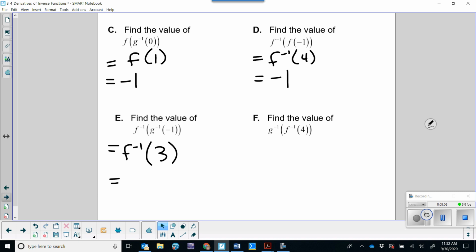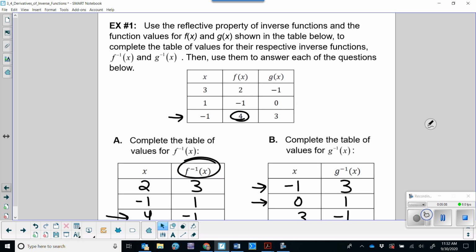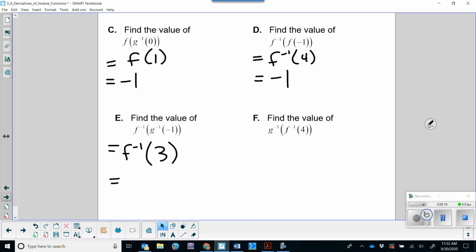And then we want to look at the f inverse table, f inverse of 3, and I don't have anything. I don't have an x value. I don't have that for this table. So we're going to have to say that this is undefined, because I don't have a definition for f inverse of 3. Okay, so we're going to assume that this is the entire set of function values that we have, and that's all we've got. All right, then we have g inverse of f inverse of 4.